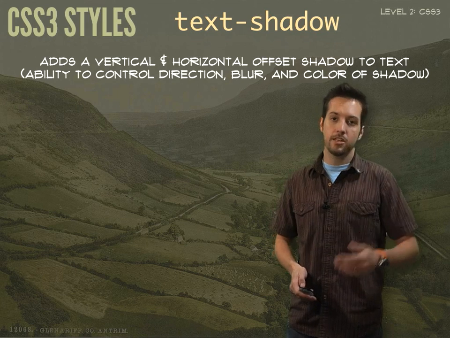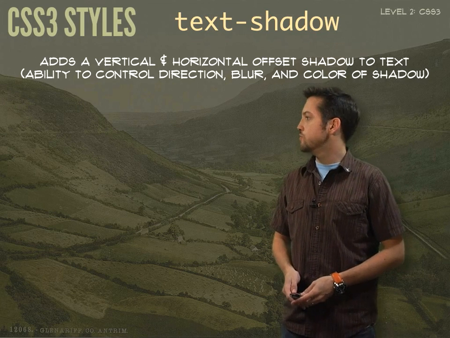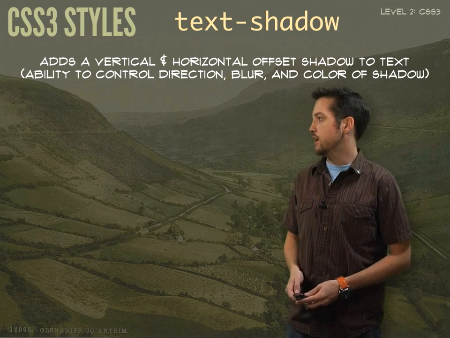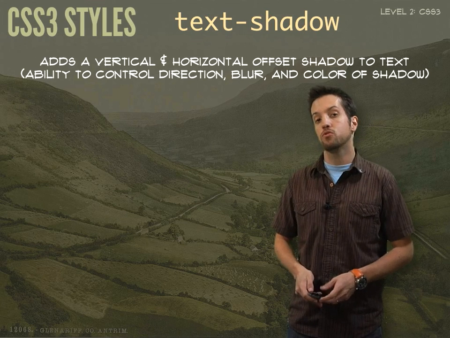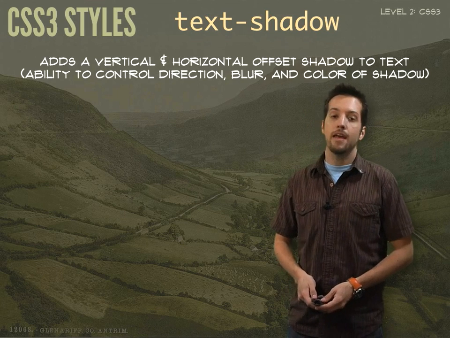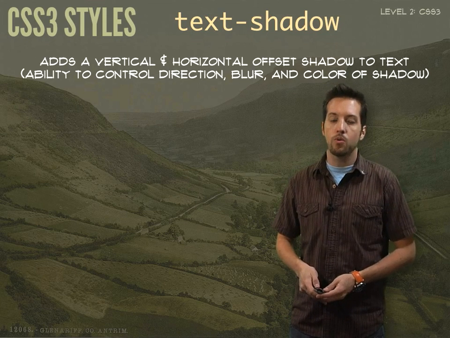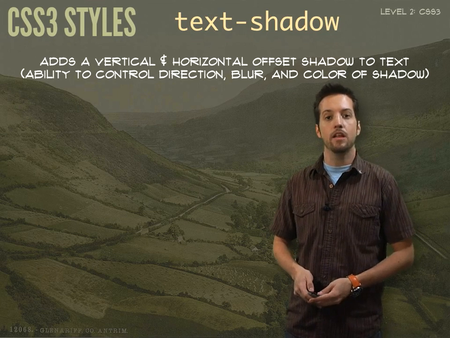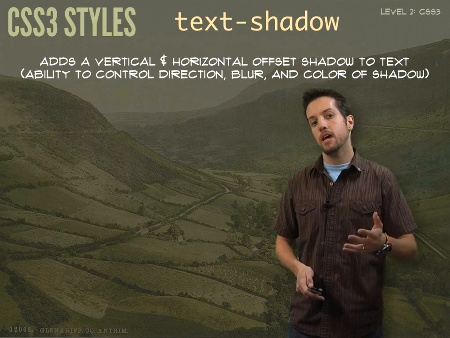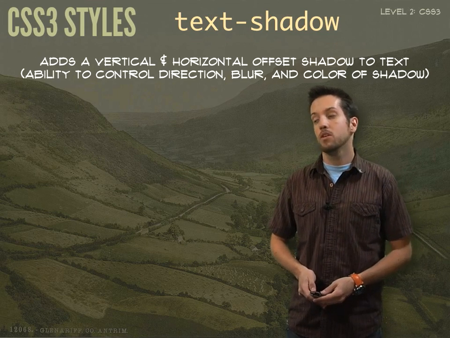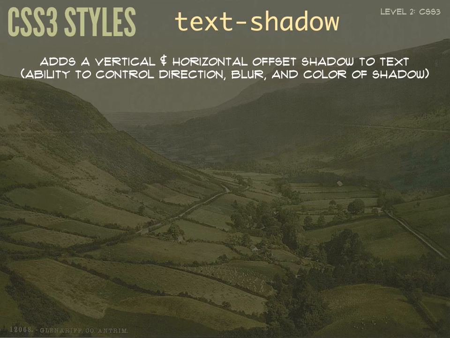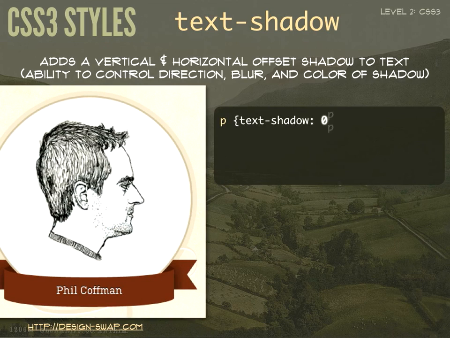Next, let's look at text shadow. Text shadow adds a vertical and horizontal offset shadow to text, and we have the ability to control direction, blur, and the color of the shadow. Now, just like border radius, before, in order to get this effect, we would have to save out images. Now we can create shadows on text by using this property. If we look at an example here, we have an image from designswap.com, and if you notice, the name, Phil Kaufman, that's actually text with a text shadow.